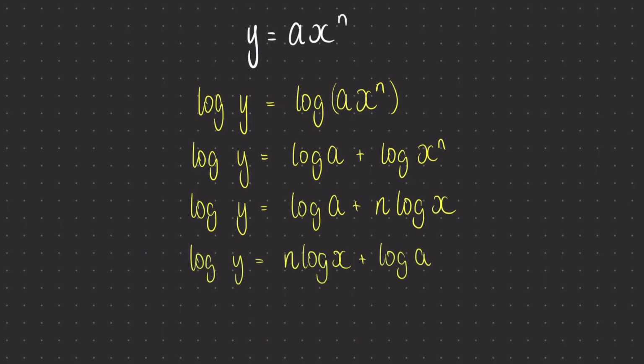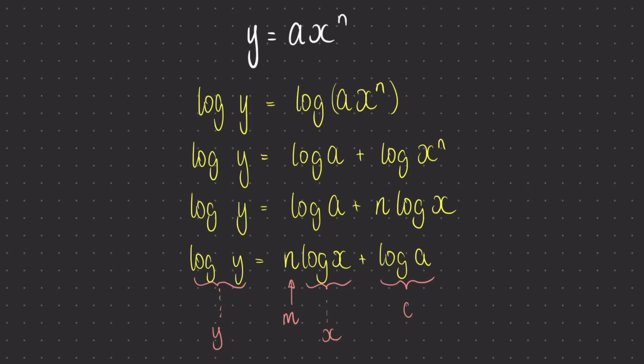Remembering that x and y are the only unknown variables in this relationship, a and n are going to be constants. What I'm going to do then is just compare this to a regular y = mx + c equation. I'm going to take log y and compare that to y. Log x is going to be my x. And this in front, this n, is going to be the gradient m, and log of a is going to be my y-intercept c.